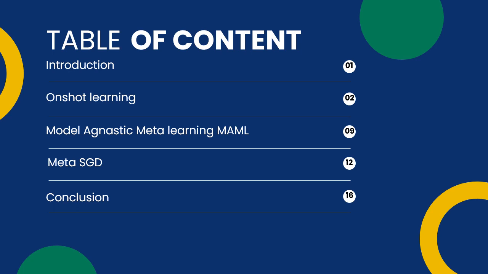So let's get started with the outline of this tutorial. First, we will begin with a simple introduction to meta learning types and categories. In section 2, we will talk about one-shot learning techniques and algorithms. In section 3, we will discuss model agnostic meta-learning, denoted by MAML. In the next section, we will talk about Meta-SGD, stochastic gradient descent, as an efficient algorithm of meta-learning. And finally, the conclusion.